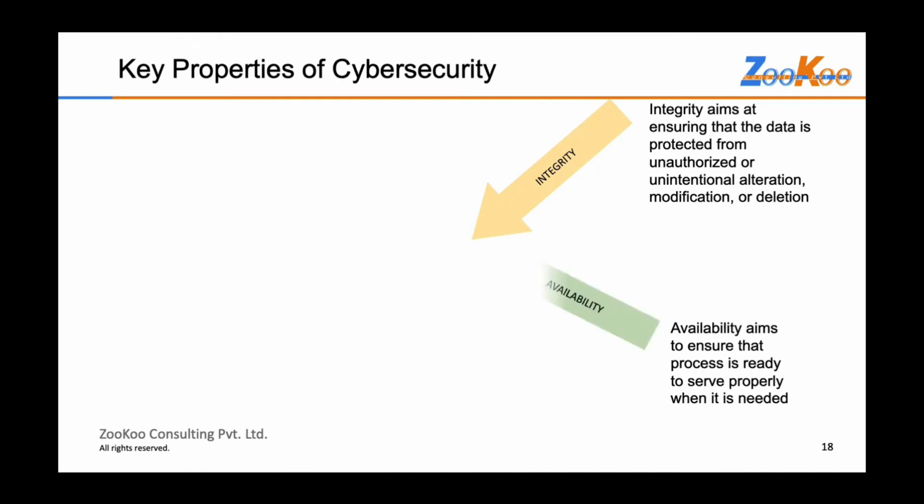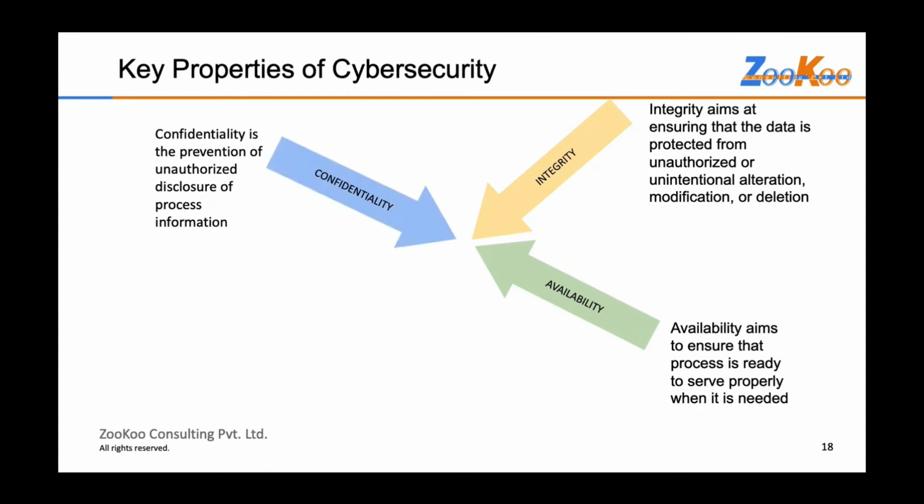And next is availability. Availability aims to ensure that the process is ready, the system is available and it is working as it is designed for. And third is confidentiality. Confidentiality is the prevention of unauthorized disclosure of process information.